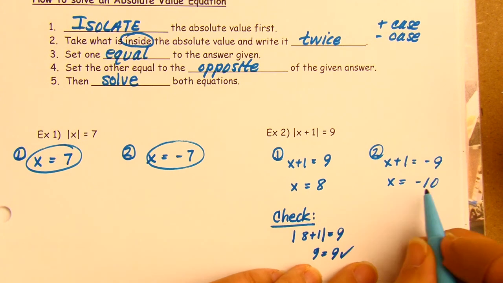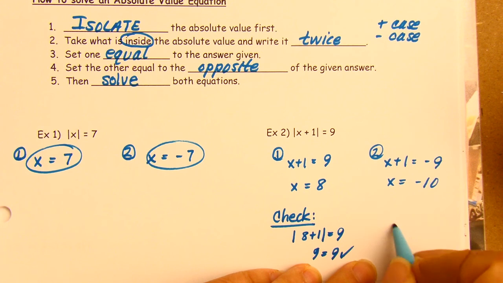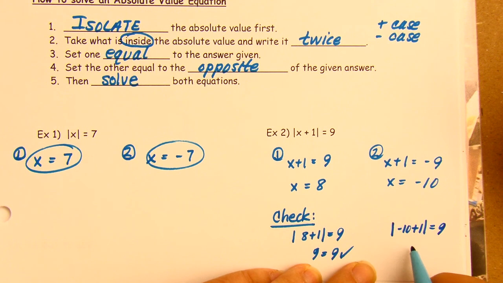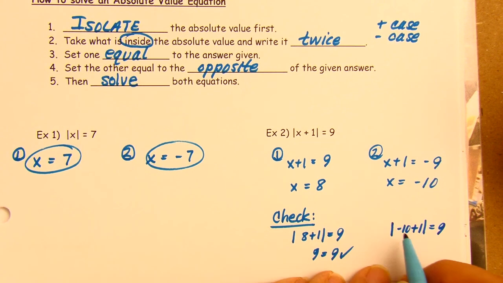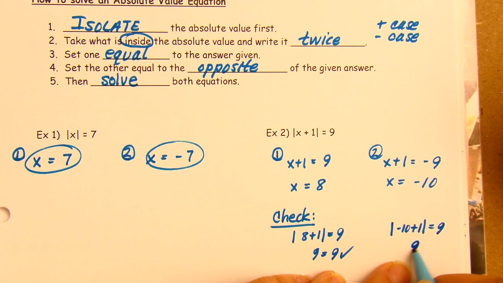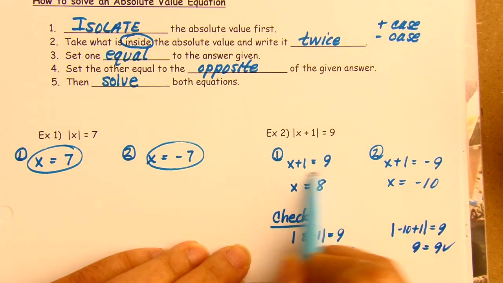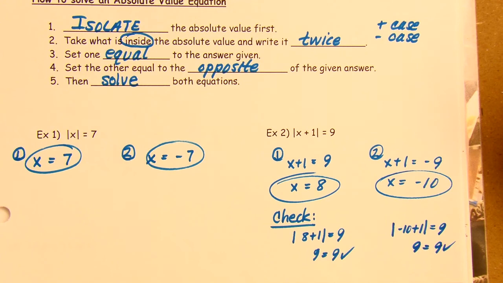Okay, x here was negative 10. So I set up negative 10 plus 1 equals 9. You don't have to show me this is negative 9 absolute value. I can say negative 10 plus 1 is negative 9, but the absolute value of negative 9 is 9. So there's only 2 steps to show me in the check. Once it checks and you know it's correct, then you circle your answers.